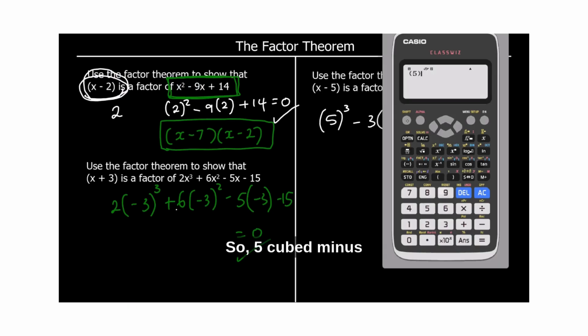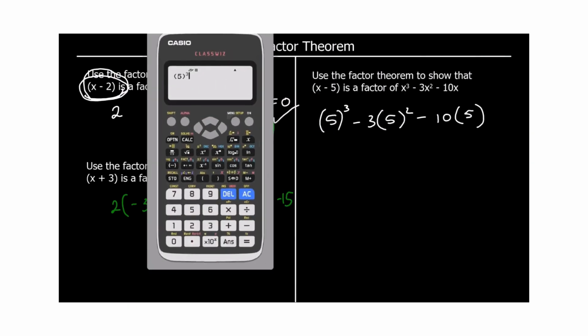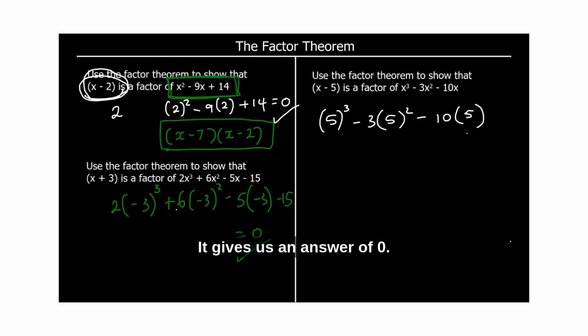So 5 cubed minus 3 times 5 squared minus 10 fives. It gives us an answer of 0. So it is a factor.